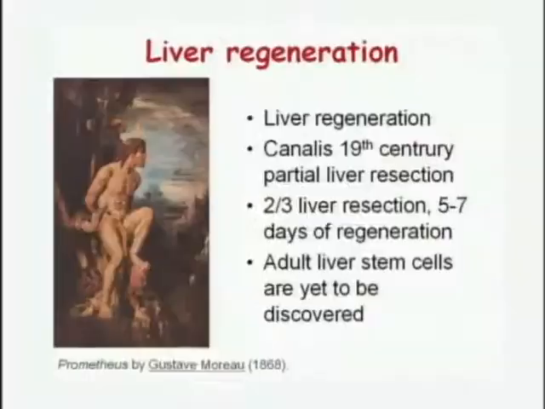Studies done by Canales in the 19th century show that you could do partial liver resection. Up to 2/3 of the liver can be removed, and in 5 to 7 days, it can be regenerated. So how does this happen? This really has not been discovered in the liver yet, but what is thought to be happening is that mature hepatocytes, after injury, can proliferate and make more of their own. And this is called simple duplication.